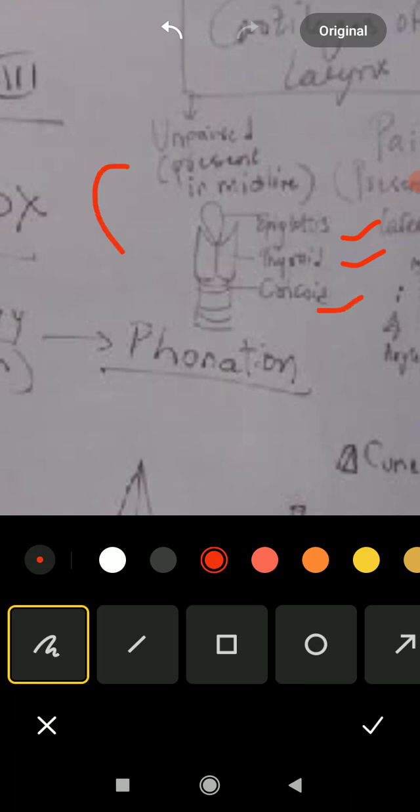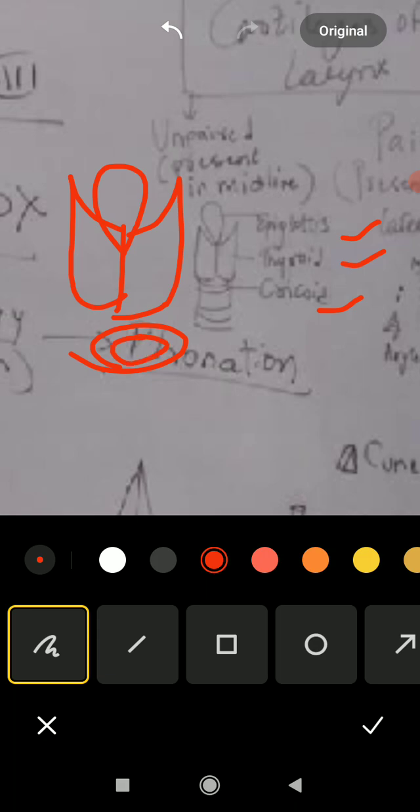Epiglottis is a leaf-like cartilage. Thyroid cartilage is a shield-like cartilage, shielding the vocal cord, and a ring-like cartilage is called the cricoid cartilage. These are the unpaired cartilages because they are present in the midline.